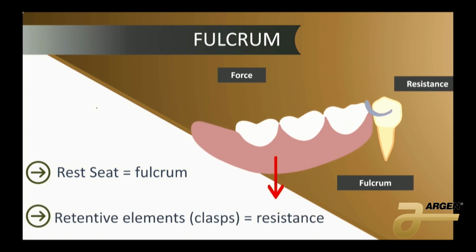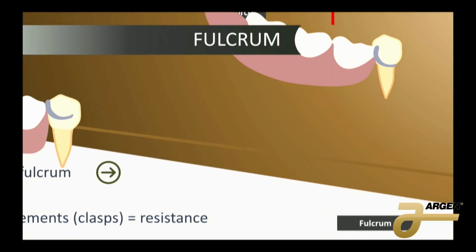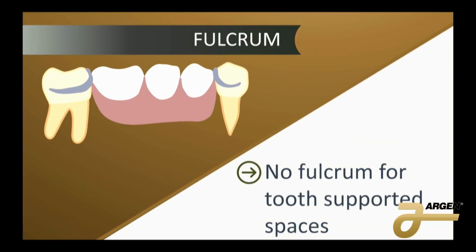So when we push it down, or when we push it up, our clasp is moving. This is very exaggerated. If it is tooth-borne, we have tooth on both sides, there is no fulcrum. It's not going to go up or down. So if it's the tooth-borne area, we don't need to worry about the fulcrum. This is only if it's a free end, or no teeth on one side. Teeth on one side, no teeth on the other side.